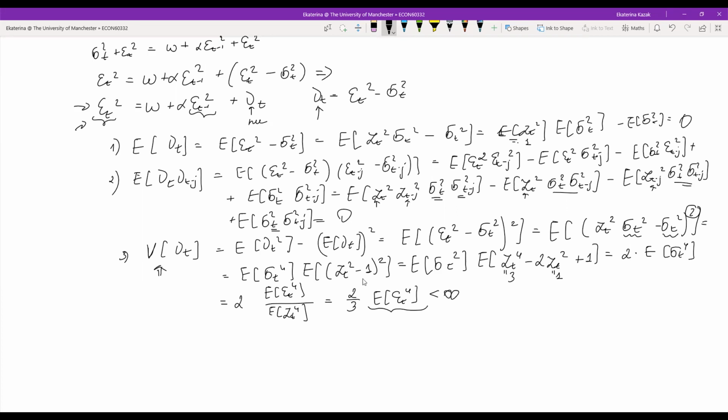Now, what does this condition bring to you? It brings to you the stationarity. So hence we know that our epsilon t squared, or equivalently ARCH(1), is stationary under the usual condition for an autoregressive process of order 1, that the alpha coefficient in absolute value is smaller than 1.